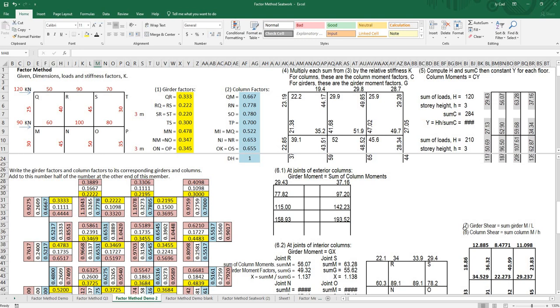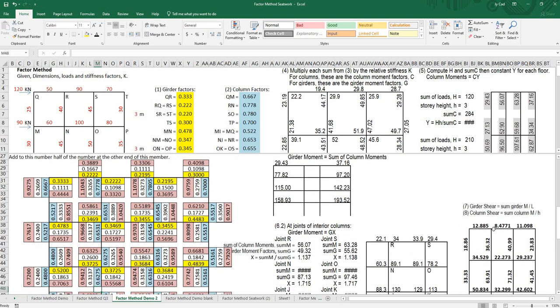Now we go to step 7, girder shears na tayo. So, girder shear is equal to summation of girder moment divided by the length. And then column shear is summation column moment divided by the height. Yan. This time, hindi na niya kino-consider yung mid-height or mid-span. Okay? So, medyo malapit to sa realistic kasi kino-consider na niya yung summation moments, kino-consider na niya yung stiffness factors K.